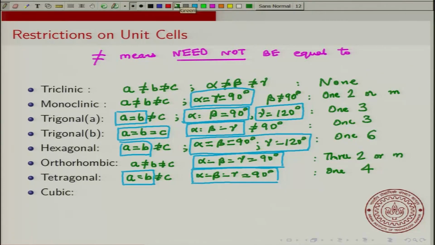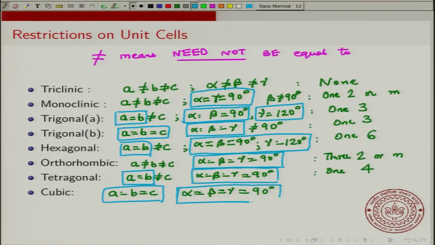And finally, for a cubic system we have A equal to B equal to C, alpha equal to beta equal to gamma equal to 90 degrees. So this is a restriction on the shape of the unit cell. A cubic system should have this shape of the unit cell. And again, let me emphasize that just because you have this shape, it need not be cubic, it can be many other things. And it should have 4 3-fold axes. That is the essential symmetry.